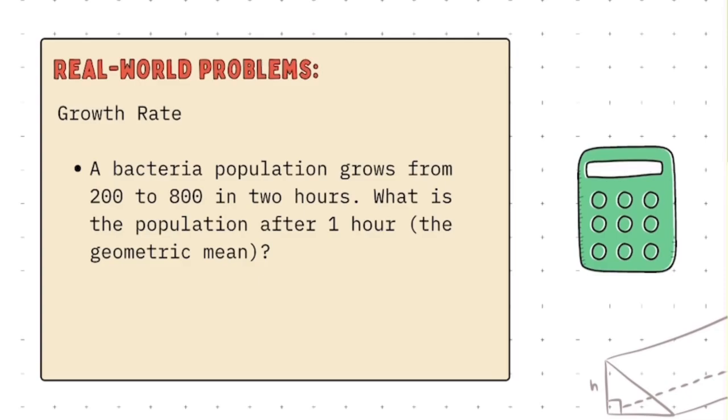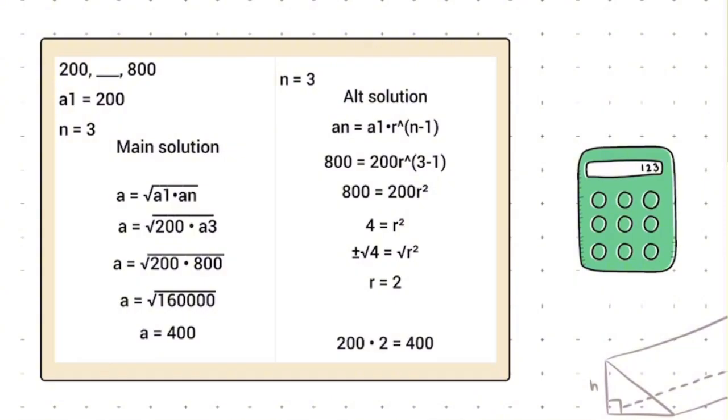Second problem, geometric mean, population growth. A bacteria population grows from 200 to 800 in 2 hours with the same growth rate. How many after 1 hour? We use the formula x equals the square root of a multiplied by b. Here, a is 200 and b is 800. Multiply 200 times 800 equals 160,000. The square root of 160,000 is 400. So after 1 hour, the population is 400 bacteria.